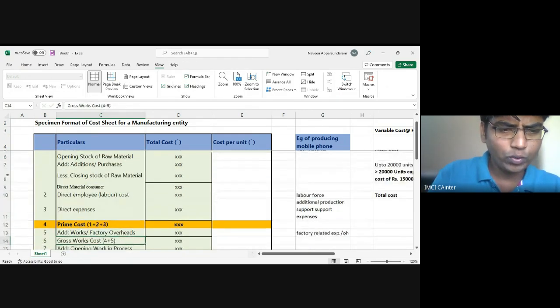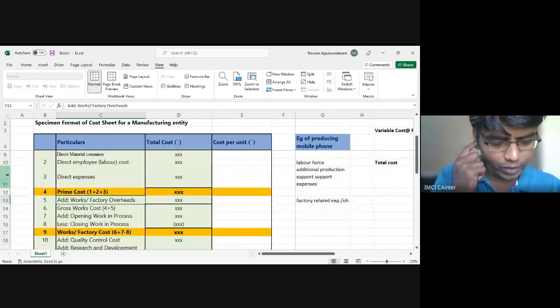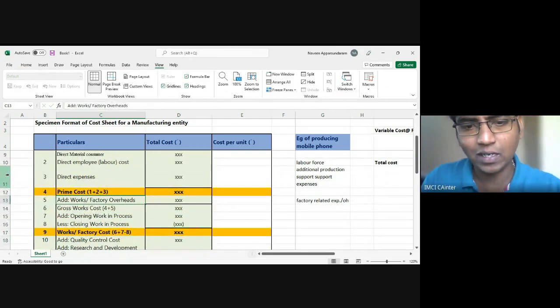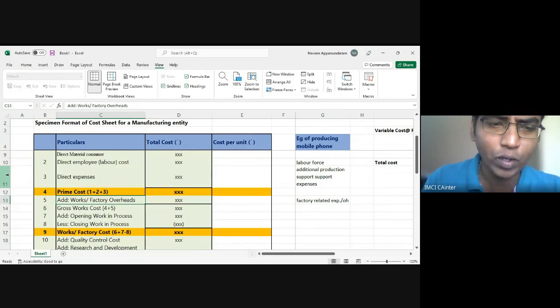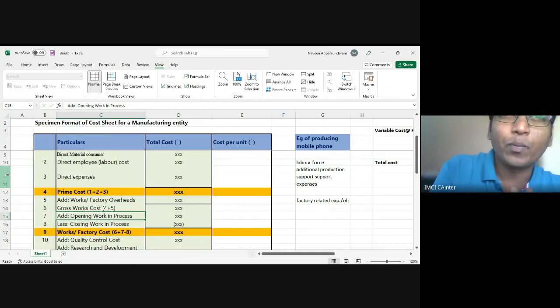Next, moving on to factory overheads. So factory overheads, which I can talk about at the next level, as I said. Additionally, after primary cost, it is factory overheads or works overheads, which we call it. Whenever we are producing that product, there will be some of the product which is work in progress. There will be work in progress.